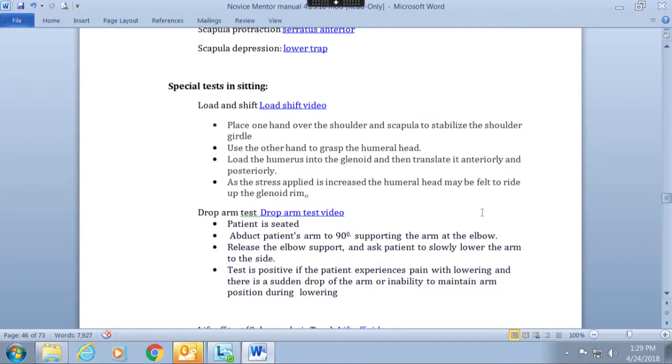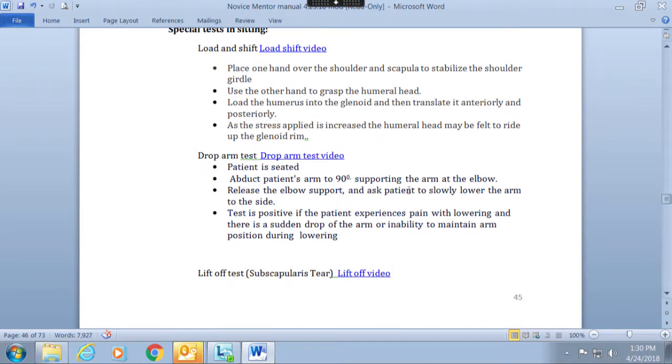And we're going to go through our special testing, each component, special tests in sitting, so a load shift test. The key to the load shift is to make sure that you load the humerus into the glenoid as you translate anterior and posterior. That's key. A lot of people just do an anterior posterior shift, but you have to give it a little bit of a load before you translate it. You can do a drop arm test, and the videos will accompany those.